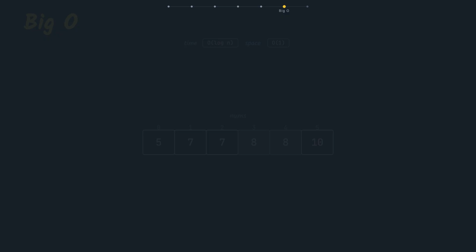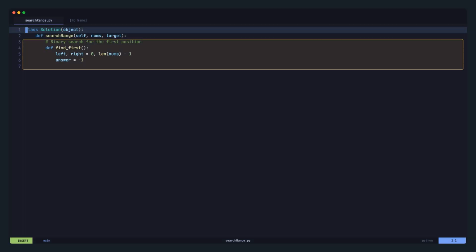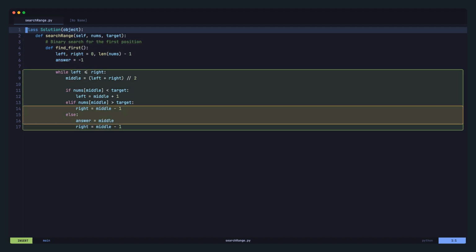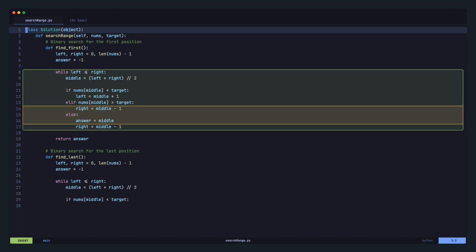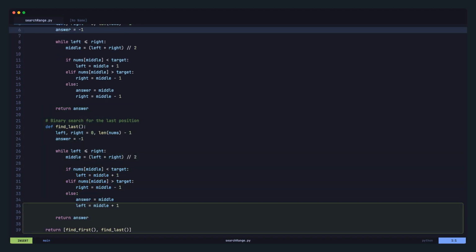Let's write it. First, we make one helper for the first position, with left, right, and answer starting at -1. Inside the loop, smaller goes right, bigger goes left, and on a match we save middle and keep pushing left. The second helper is almost identical, except the match branch pushes right, so we can find the last position. Then we call both helpers and return the pair. And that's the pattern. One sorted array, 2 boundary searches, 1 clean answer.